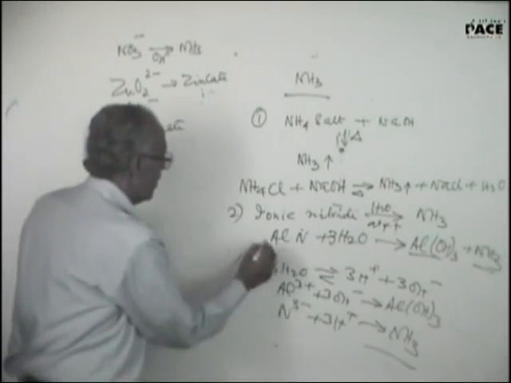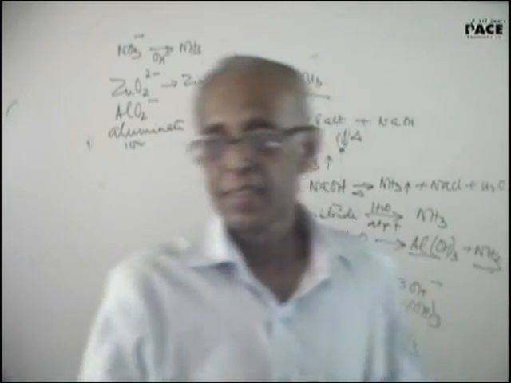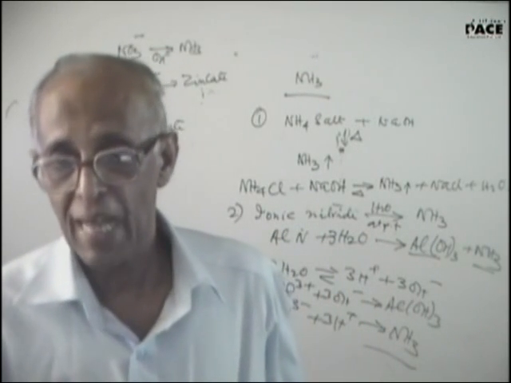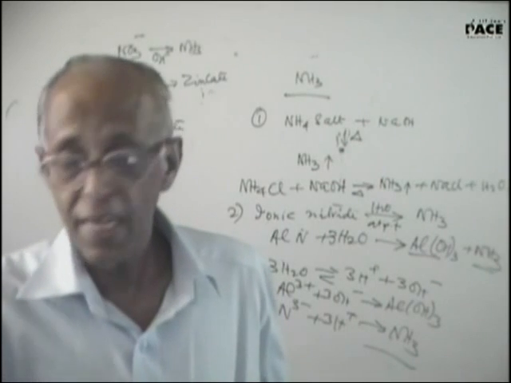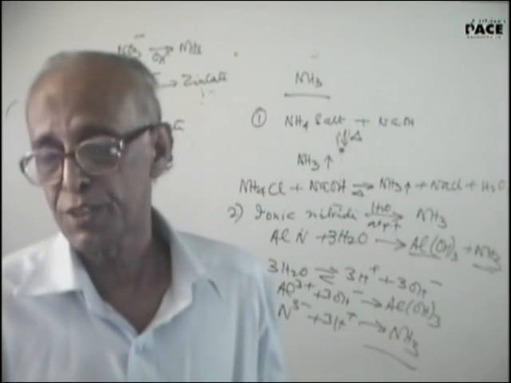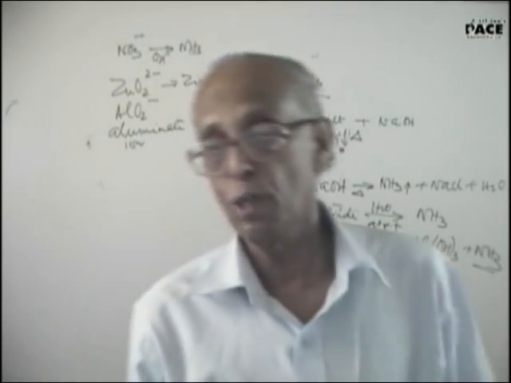So any ionic nitride, I have given you earlier ionic nitrides of lithium, magnesium, calcium, barium, aluminium. When you add water at room temperature, it will give you ammonia gas and metal hydroxide will form.